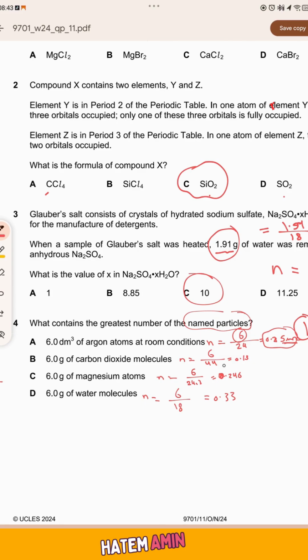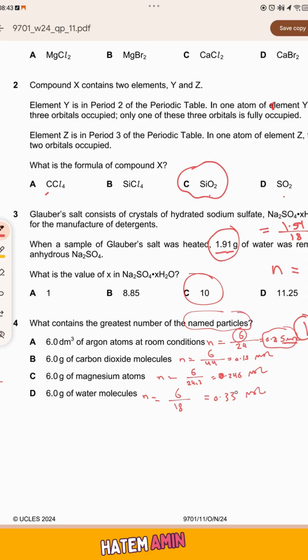The 6 gram divided by 44, the molecular mass of carbon dioxide, gives us 0.13 mole. Okay, the third one, 6 gram of magnesium atoms. Here the 6 gram divided by 24.3, the molecular mass of magnesium, equals 0.246. So this is the number of mole. And the last one is water, which is 18.6 divided by 18 equals 0.33 mole.